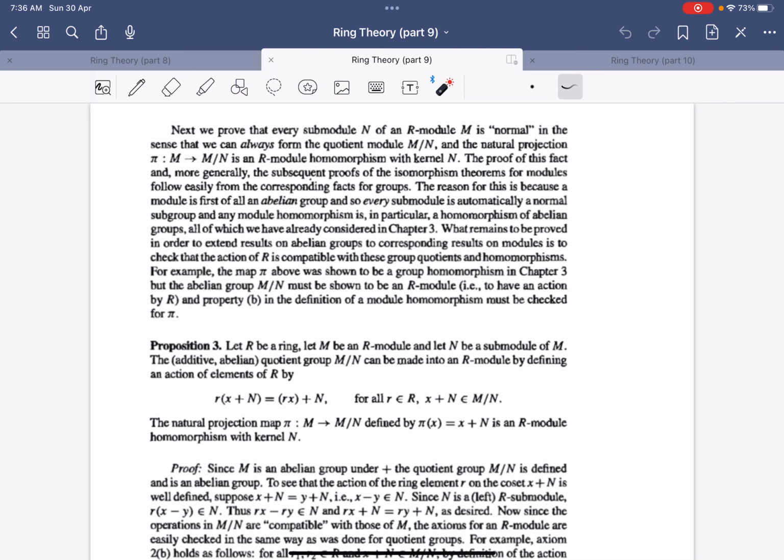And in the next part, we will prove that every submodule of an R module M is normal, in the sense that we can always form the quotient module. So we don't really need to check that it's a normal group, you can just always take the quotient of the submodule. And this really stems from the fact that it's already an abelian group from the start, and it's closed under the action.